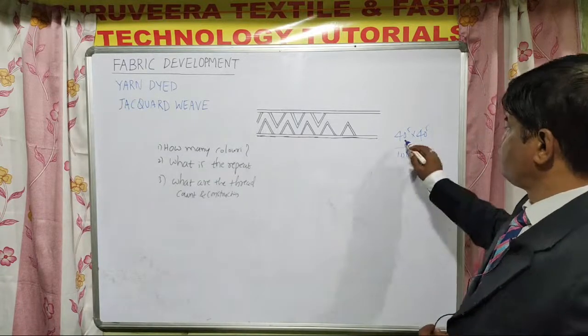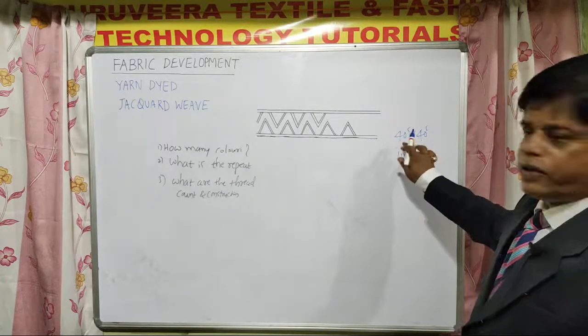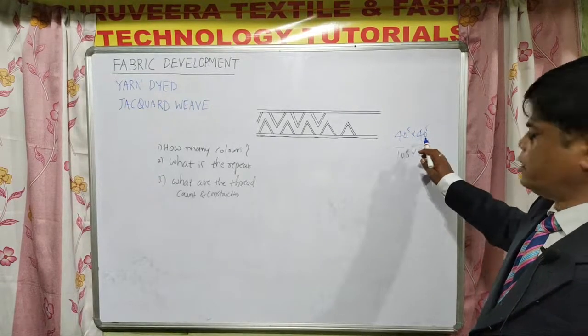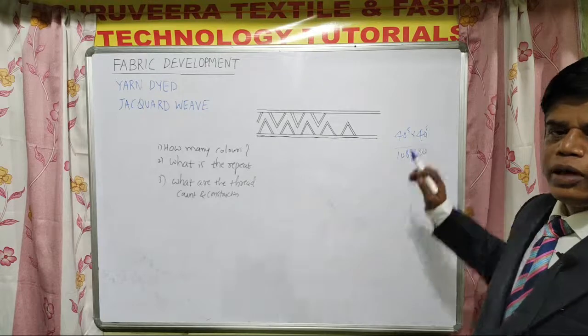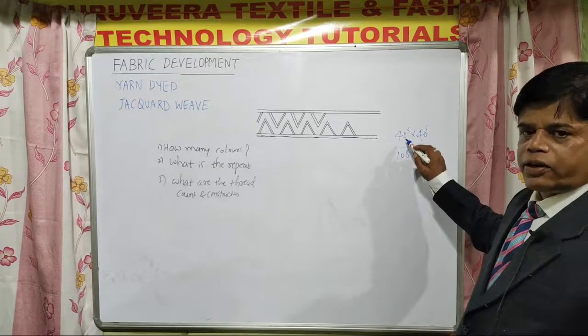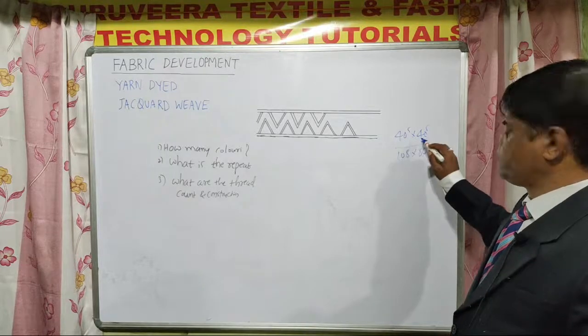Friends, 40s, 40s, 108, 80. First 40 is a warp count, warp yarn count. This is a weft yarn count, 40s. Both warp and weft are fine. Yarn fineness, that is cotton count. 40s warp count, 40s weft count.